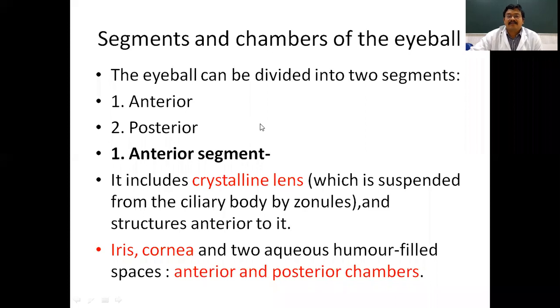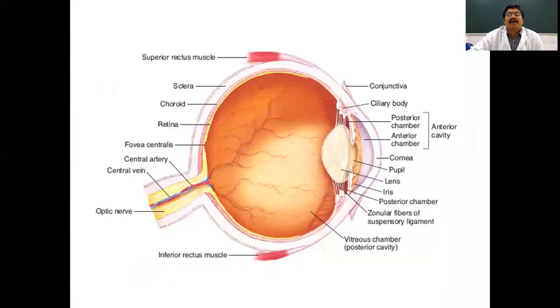Again, the eye is divided into different segments and two chambers. Depending on that, ophthalmologists are divided into anterior segment surgeons and posterior segment surgeons. The anterior segment includes the crystalline lens, which is suspended by the suspensory ligament, and the structures anterior to the crystalline lens, like the iris, cornea, and the aqueous humor filled chambers, the anterior chamber and the posterior chamber. This is the posterior chamber and anterior chamber. This is the posterior segment.